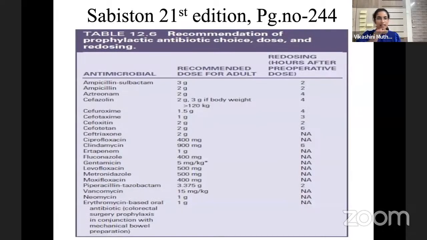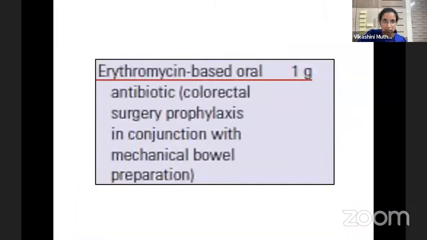So that completes the explanation for our first option. So which is true, right? Now coming to the second option. Again, Sabiston gives recommendations for appropriate antimicrobial use, at what time it can be given, and when you should redose it. In this tabular column, you can find the final last sentence, which states that for any patient undergoing colorectal surgery, the prophylaxis with erythromycin-based oral antibiotic must be used in conjunction with mechanical bowel preparation. So it's a direct statement from Sabiston.